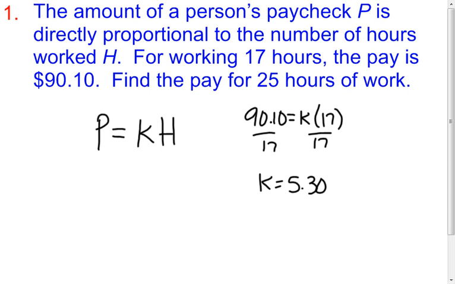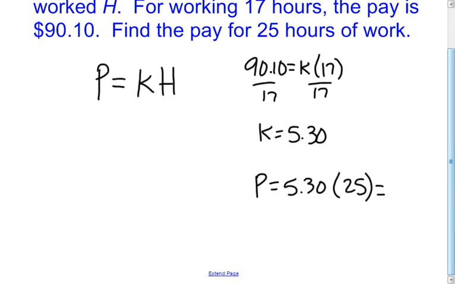And so then the question is, at that same rate of pay, at that same constant, what will you get paid for 25 hours of pay? So your pay will be $5.30 per hour times your 25 hours, which makes $132.50. That is what you would get paid according to this equation.